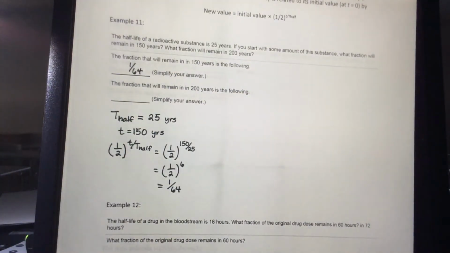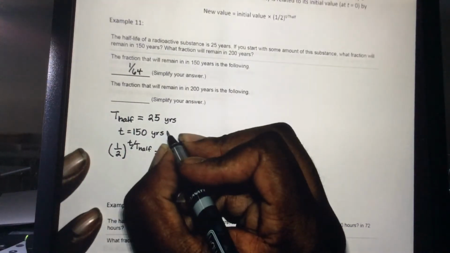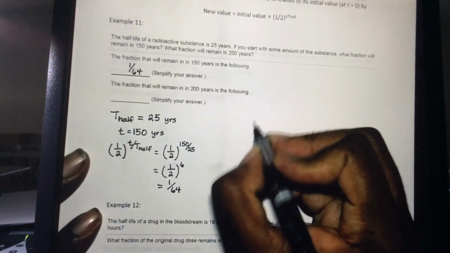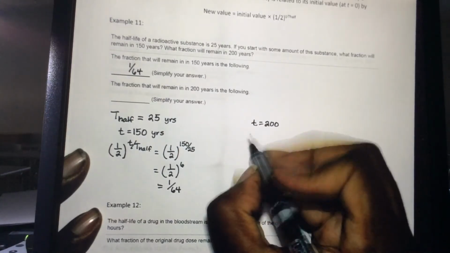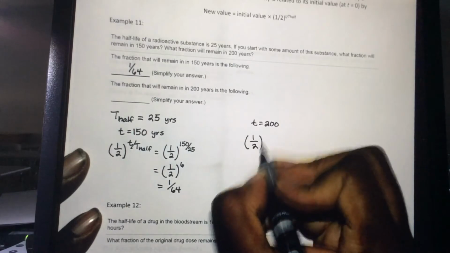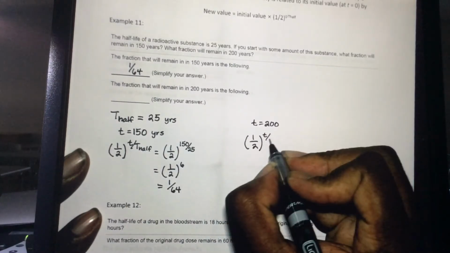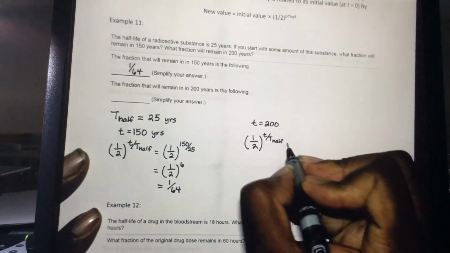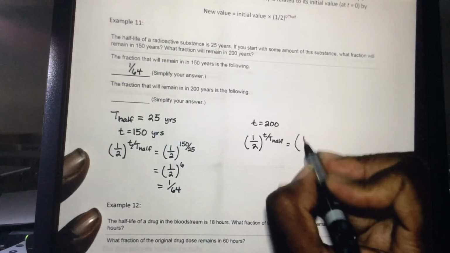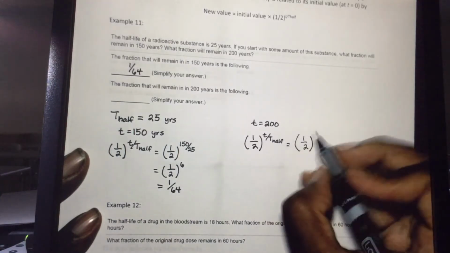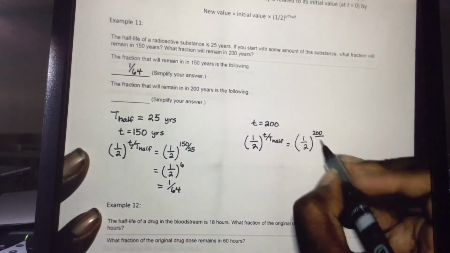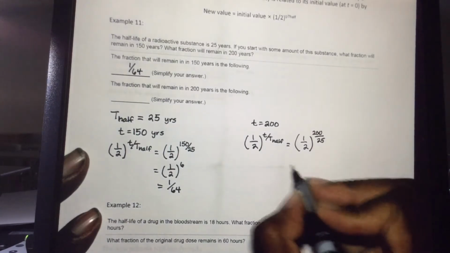So the fraction that will remain in 150 years is 1 over 64. Okay. And then the fraction that will remain in 200 years, well, we've got t sub half still going to be 25 years. Here t, this time, will be 200. So we're still going to use that factor of 1/2 raised to t divided by t sub half. So we have 1/2 raised to the t, 200 divided by t sub half, 25.